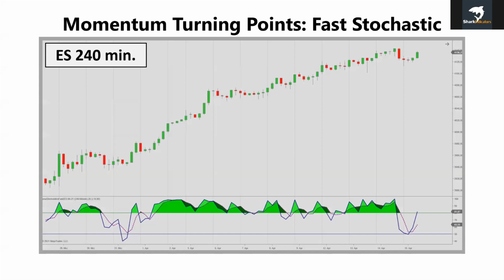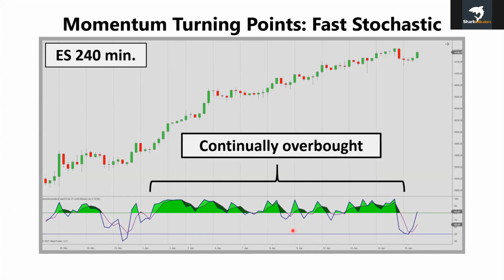Okay, so the main gist of the fast stochastic is to define momentum turning points. There is a weakness with this indicator and many other momentum oscillators. You have these distortions here in the fixed scale thresholds during very strong trends. So you're continually overbought here. You'd be hard pressed to locate good entry points unless you manually adjusted the lower threshold here.